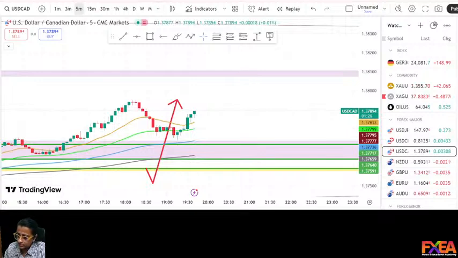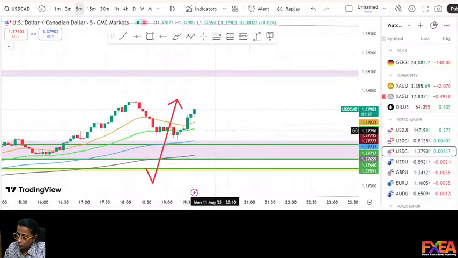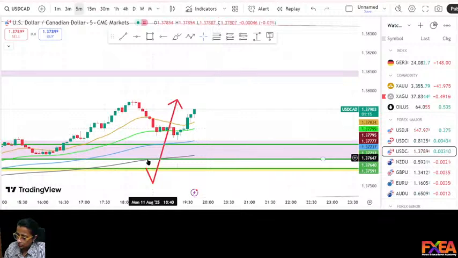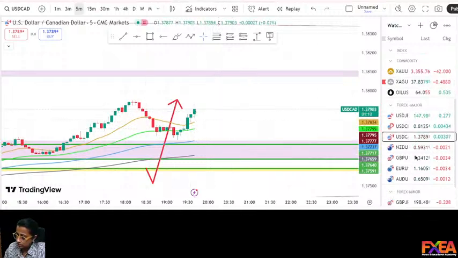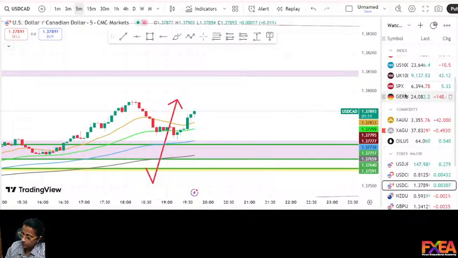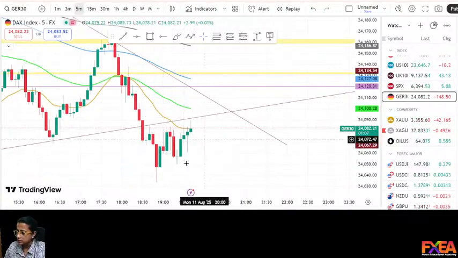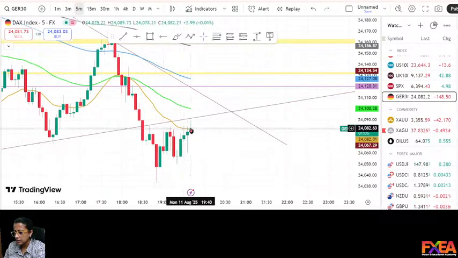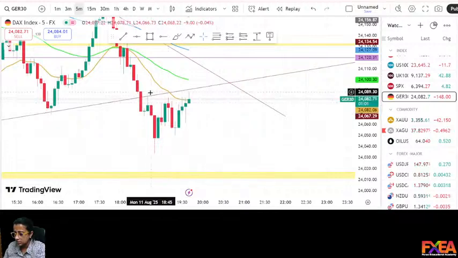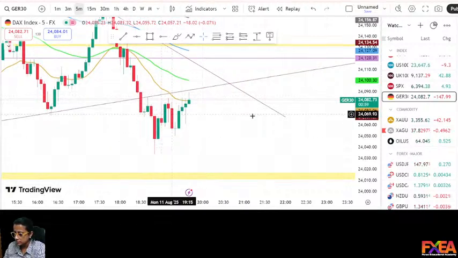Yes, German 30 and gold are all positively correlated. And silver, AUD CAD, they are all correlated. That's why we are checking all those factors. If you see German, it is still in this time correction zone. Slight movement is happening here, but still in this time correction zone.